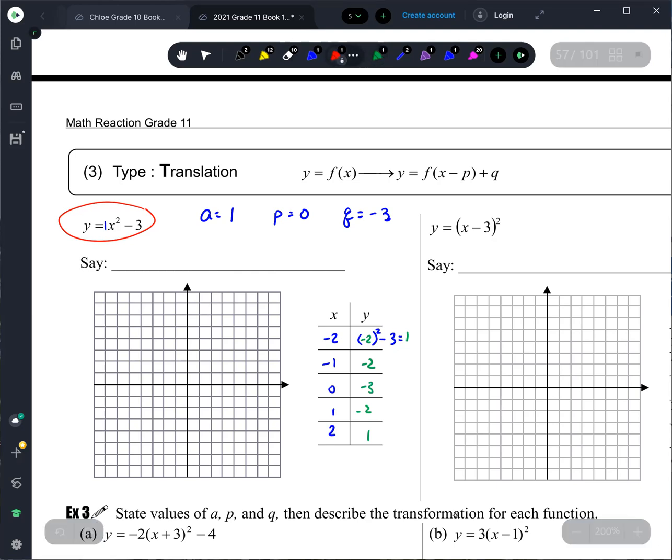When you finish the graph, please raise your hand. Try to stay ahead of me. The points are -2, 1; -1, -2; 0, -3; 1, -2. Are you guys done the graph? Okay, and then connect the points.